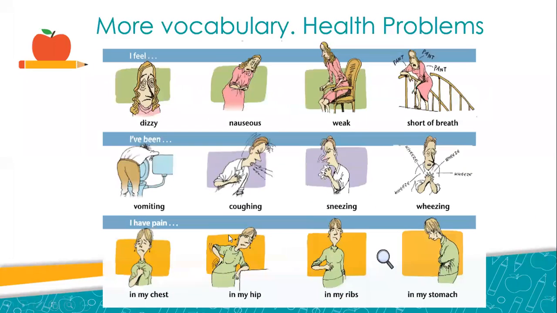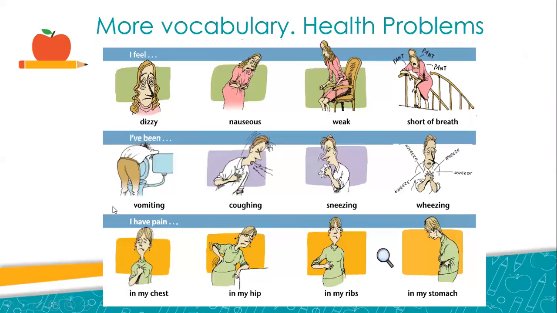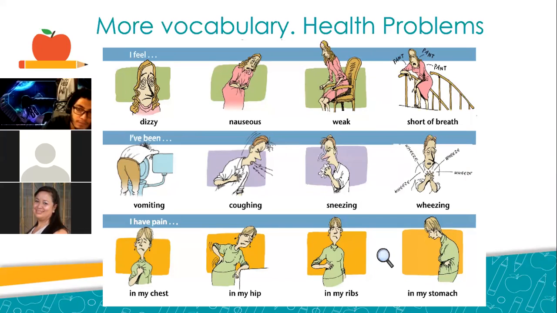we have more, right? Listen to the audio again, please. I feel dizzy. I feel nauseous. I feel weak. I feel short of breath. I've been vomiting. I've been coughing. I've been sneezing. I've been wheezing. I have pain in my chest. I have pain in my hip. I have pain in my ribs. I have pain in my stomach. Now listen again and repeat. I feel dizzy.